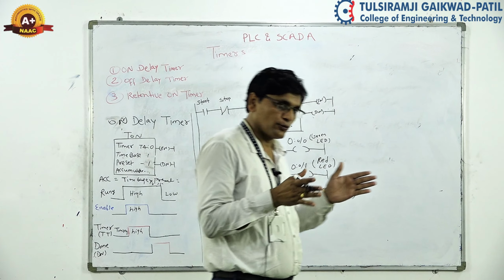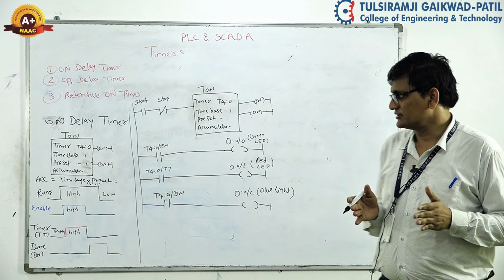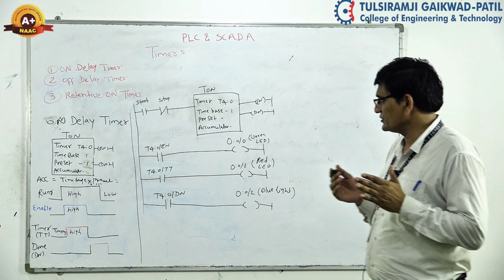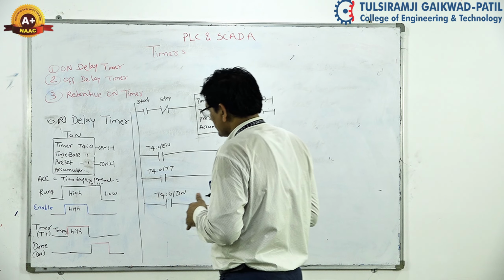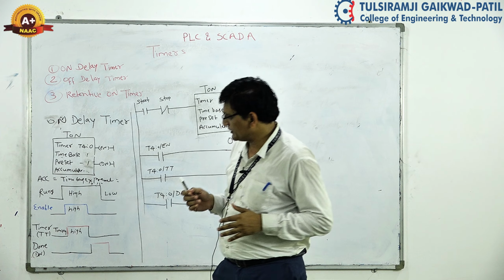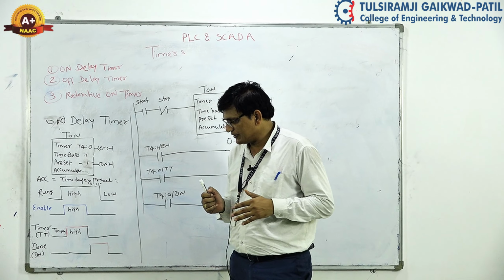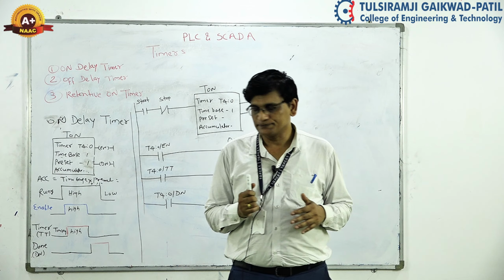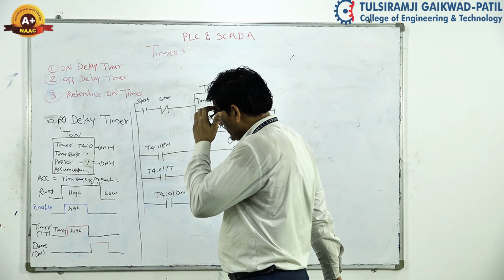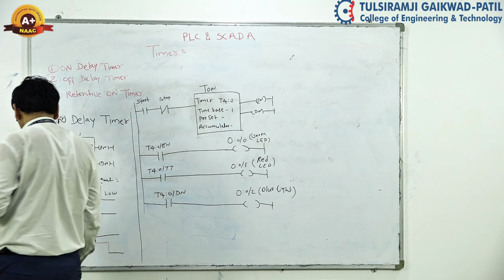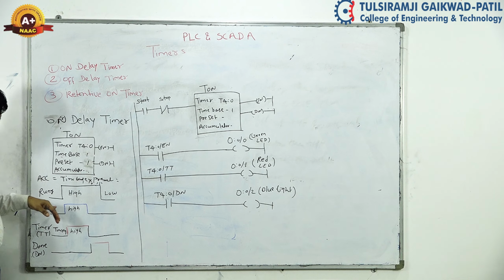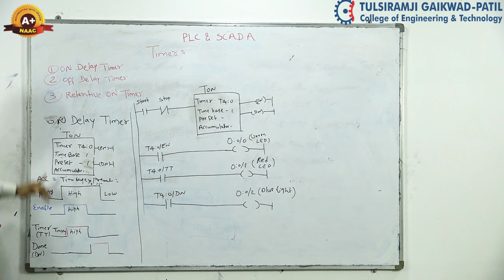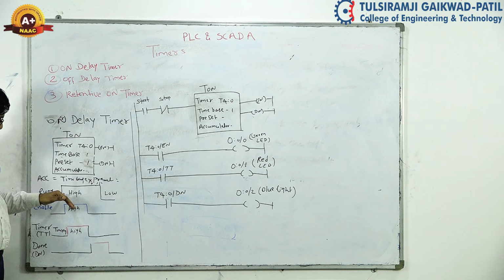show the flow of the various bits. There are 3 bits which are used in the on delay timer. First is the enable bit, second is the timer timing bit, third is the done bit. Now the enable bit is used where the rung is on, which means this enable bit is on when the rung is on.